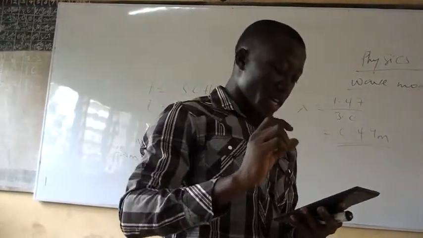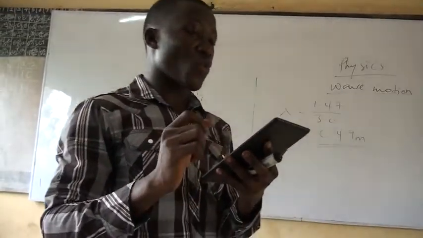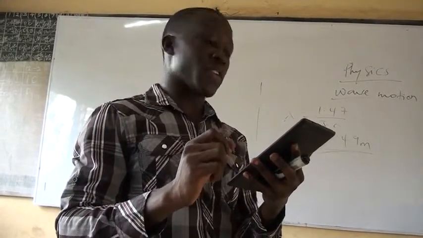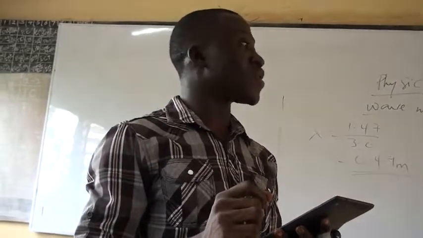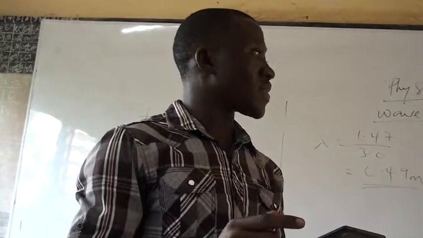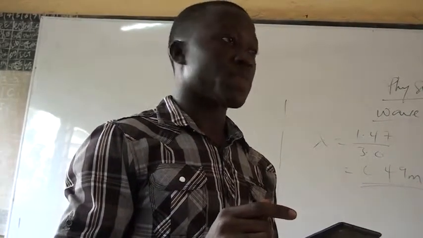I take the question again. What is the wavelength of a wave which has a frequency of 5.45 times 10 to the power negative 7 hertz if it travels at the speed of light in a vacuum? And the speed of light in the vacuum is 3.0 times 10 to the power 8 meters per second.